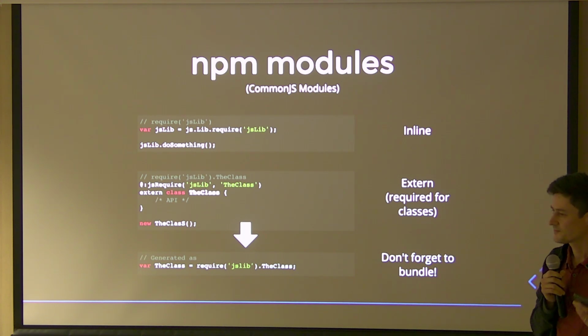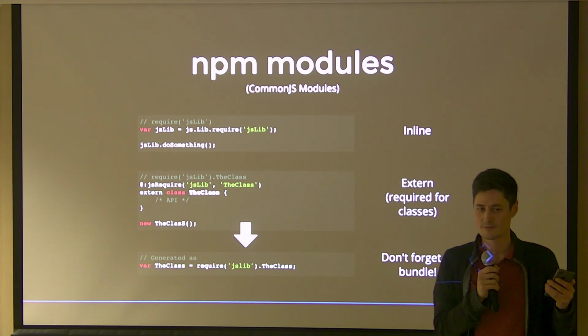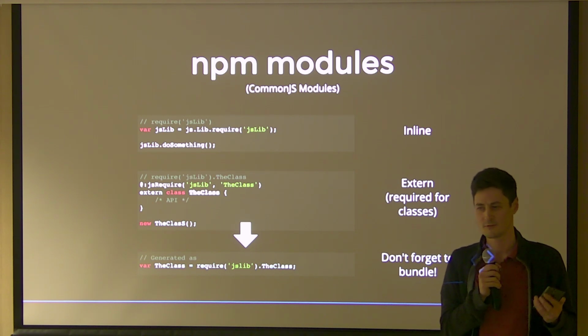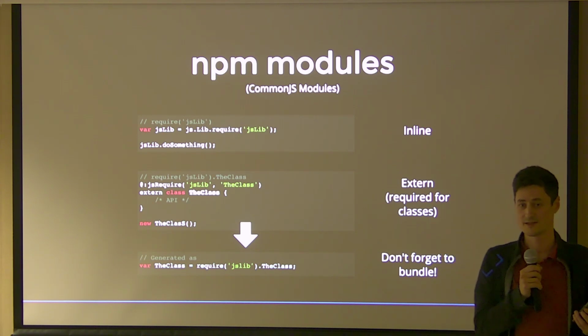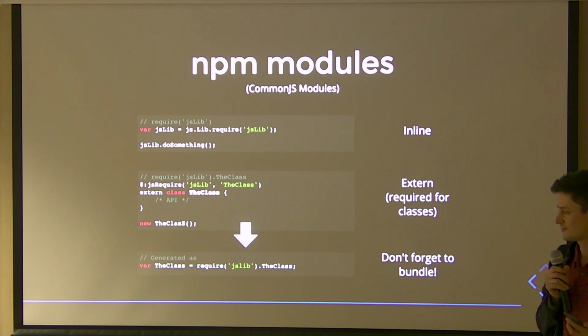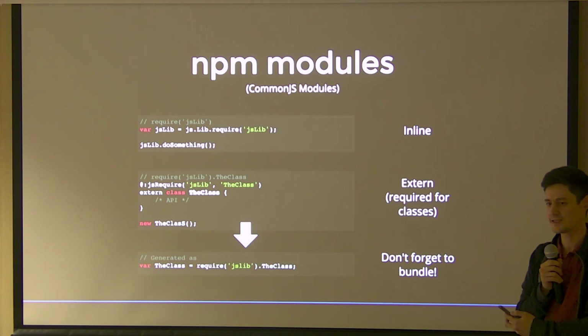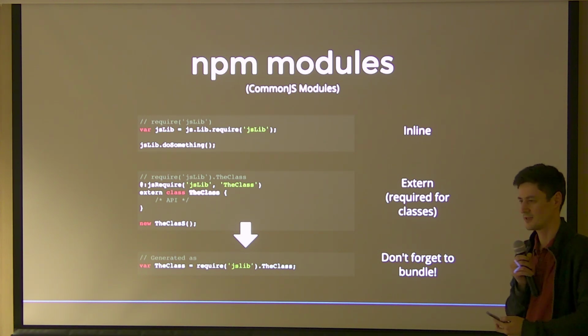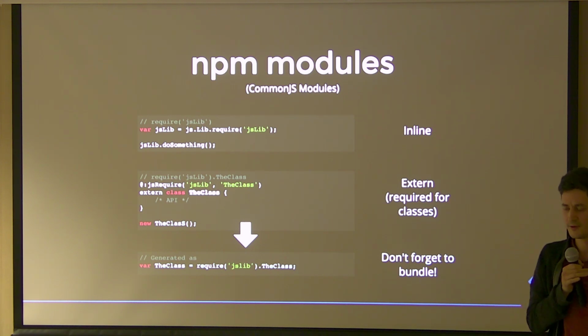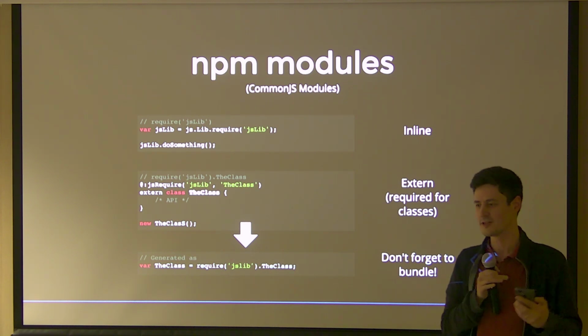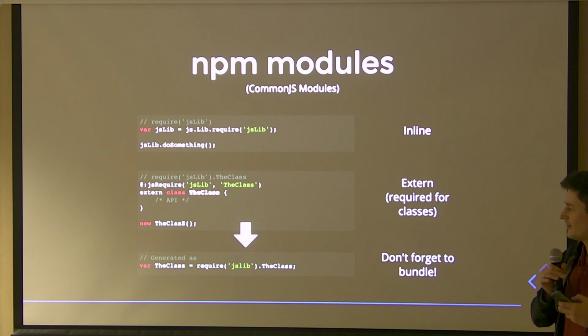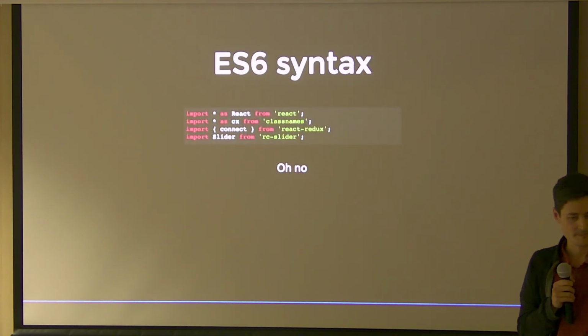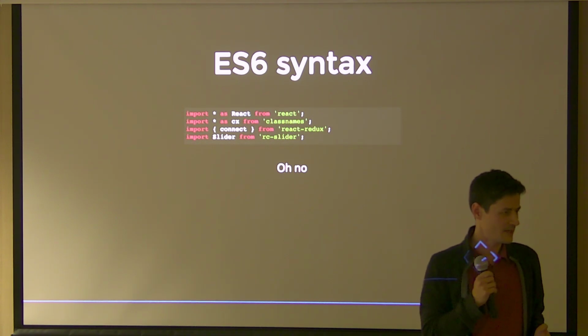Which means don't forget to bundle, because the Haxe compiler will bundle your Haxe code, but it's not a JavaScript bundler. So the require code will stay require code. The rest of the JavaScript code will not be included in that, so you need an extra step of putting all things together.